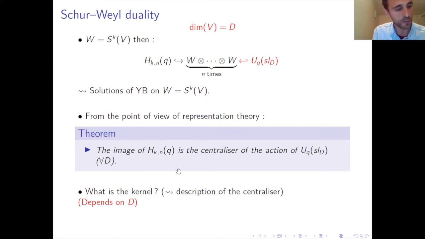So a next step will be to have an understanding of the kernel, to be able to describe more precisely the centralizer. For example, to be able to get the analog of the Temperley-Lieb algebra for k bigger than 1, so sort of fused Temperley-Lieb algebras. So I would like to explain what we know about this kernel in the remaining, say, 15 minutes or so of this talk.